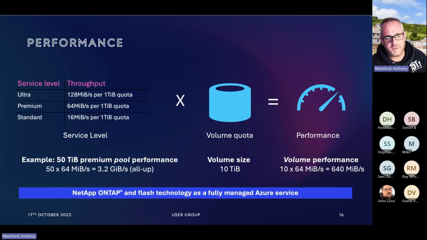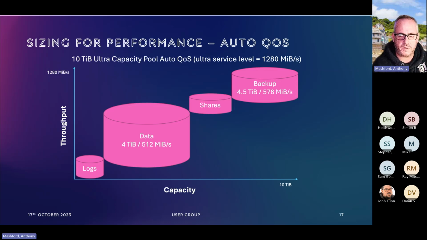So the performance and the sizing. Regarding performance, it's a simple equation. It's the service level times the volume quota that will give you performance. And in this example here, we have a 10 terabyte volume at the premium performance tier, which is 64 megabytes per second of throughput times 10. That will give you 640 megabytes per second of throughput available from that volume. Now, that was based on what we call AutoQoS.